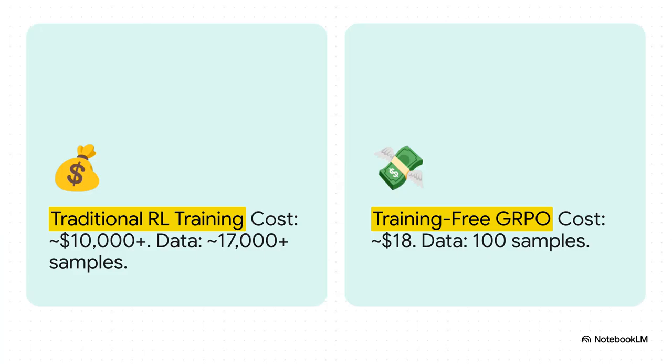Okay, get ready for this because it's wild. On the left, traditional training. We're talking over $10,000 and more than 17,000 data samples. Now look at the right, training-free GRPO, $18. 18! And only 100 training samples. This isn't just a small improvement. This is a complete rewrite of the economics of building expert AI.